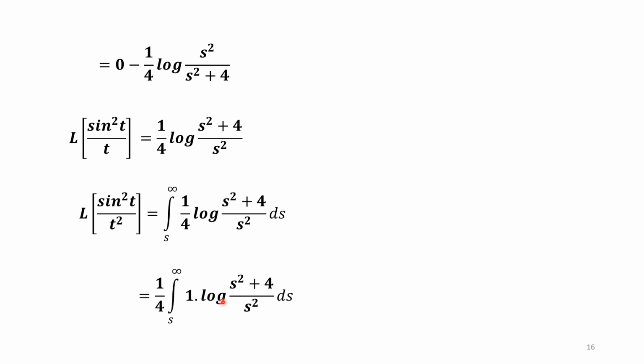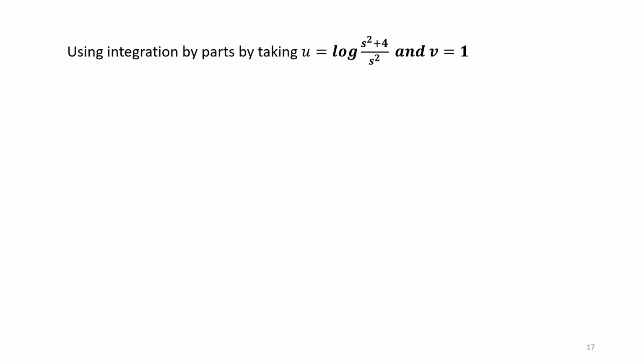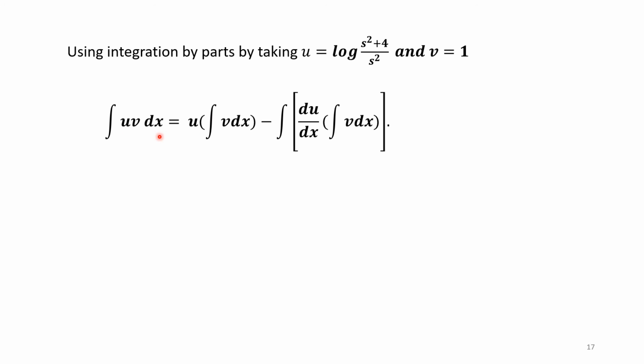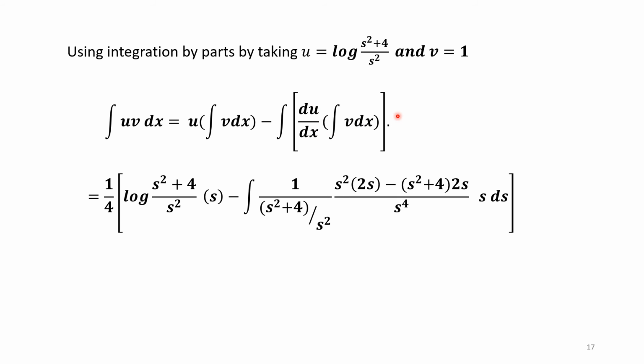So by taking u is equal to log and v is equal to 1, using integration by parts. So what is integration by parts? Integral of u v is u into integral v minus integral of derivative of u into integral v. So here also, this is u function into integral v minus integration of derivative of u.